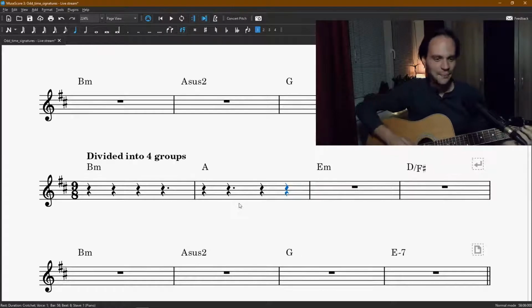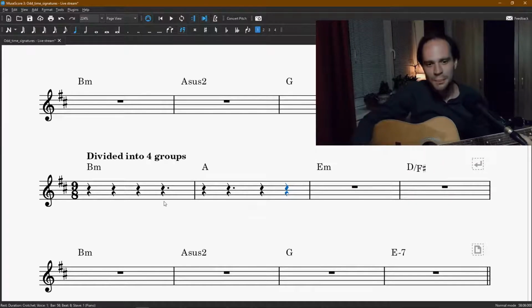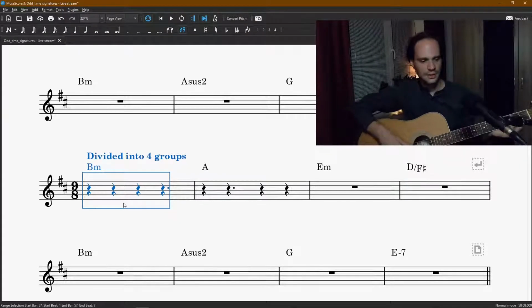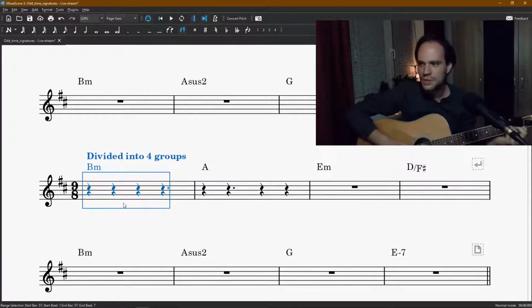So now I'm going to play how I had it in my original example. And again, let me know, of course, if the guitar does not come through properly. We have now 1, 2, 1, 2, 1, 2, 1, 2, 3, 1, 2, 1, 2, 1, 2, 1, 2, 3.